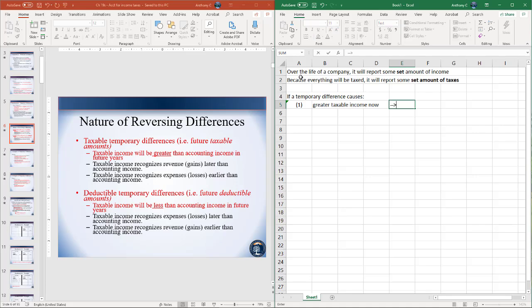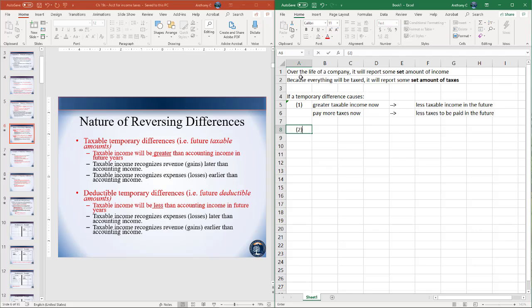if there's greater taxable income now, because there's a set amount of income, that means there's less taxable income in the future. Similarly, to calculate the income tax payable, we just multiply taxable income by the tax rate. That means greater taxable income now means more taxes paid now. If we are going to pay some set amount of taxes over the whole life of the company, more taxes paid now means less taxes to be paid in the future.